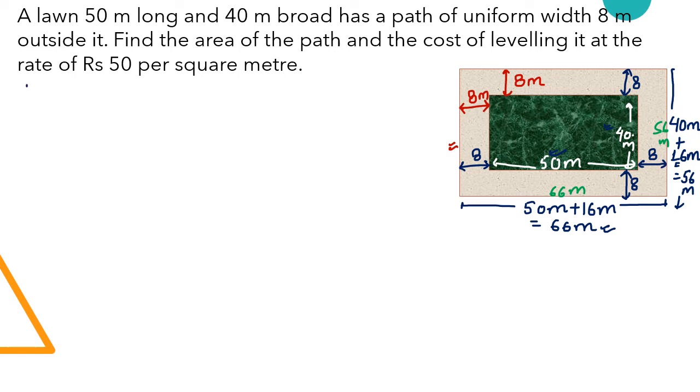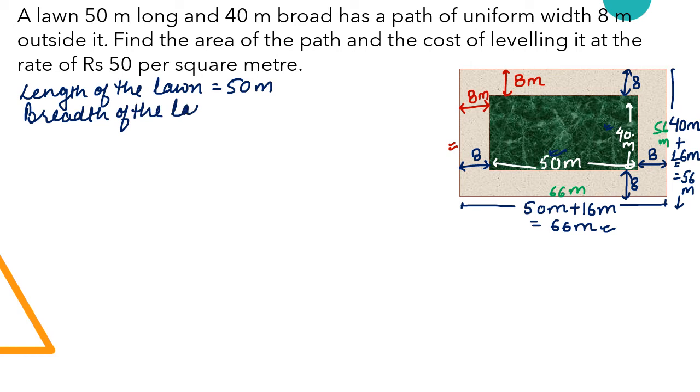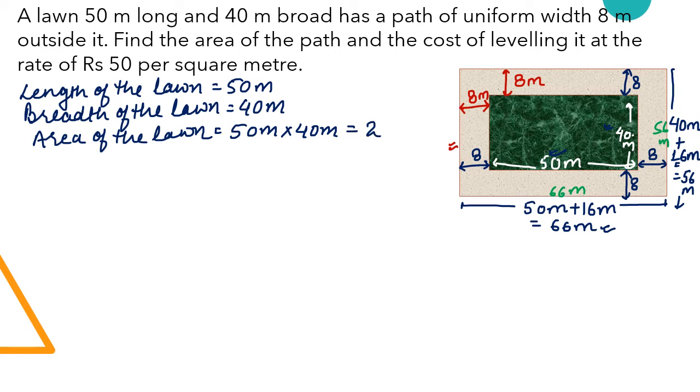Length is 50 meter. Breadth of the lawn is 40 meter. Now, so length and breadth is given. We can find out area of the lawn, which will be 50 multiplied by 40 meter, that is 2000 meter square.